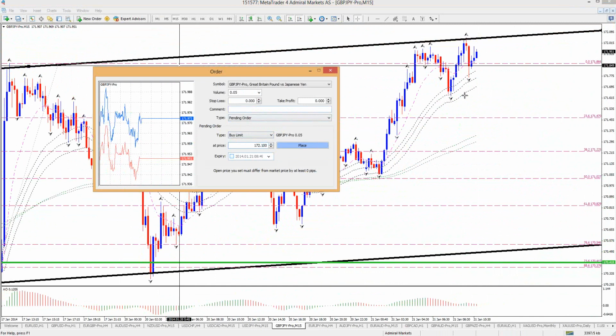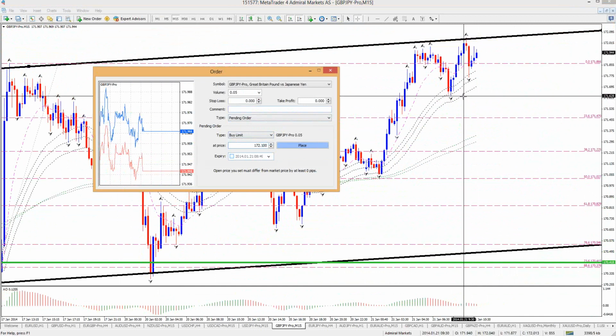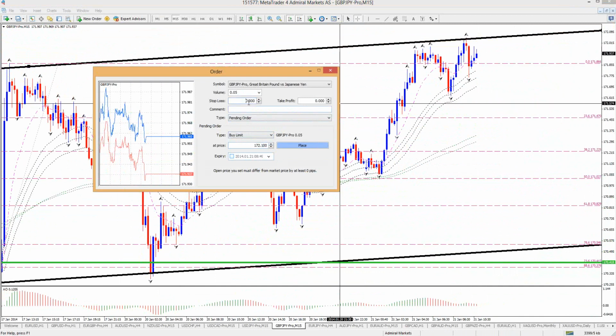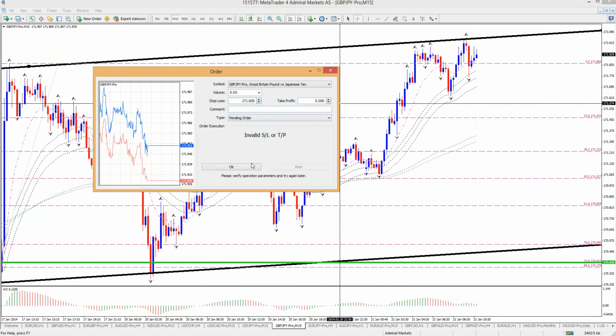172.10. Stop loss would then be at 171.60. And my soft take profit area is 173, but I won't put a TP there as yet.